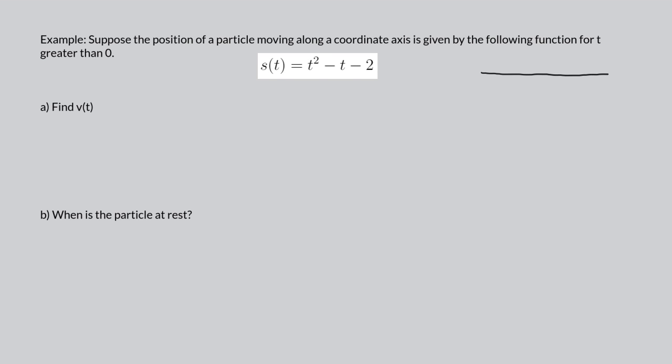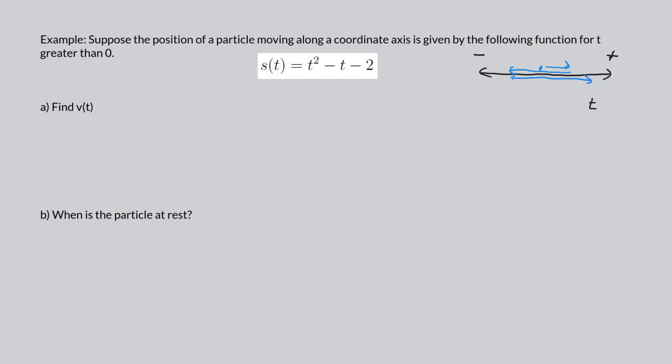some coordinate axis that we'll call t, and going to the right is the positive direction, going to the left is the negative direction. And then we have this particle that is just kind of going back and forth. It goes this way, and then it might go back this way. It goes back this way. But the movement of the particle is given by this s of t function.